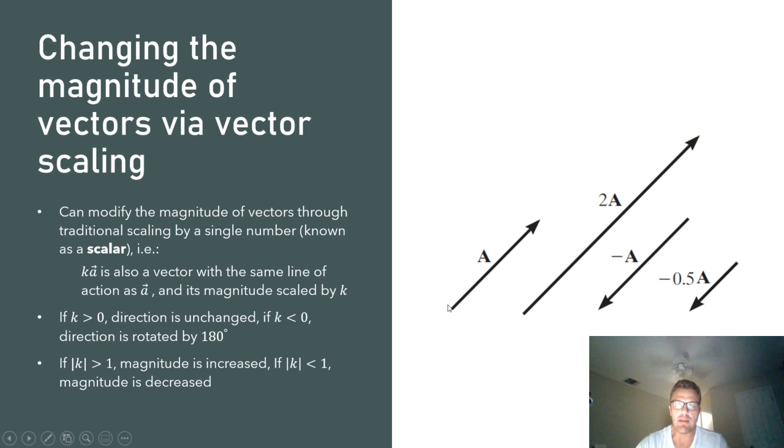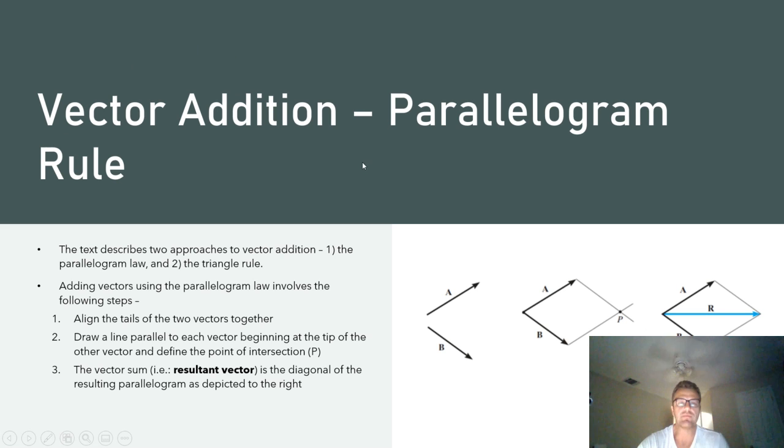And we can combine both that redirection, or multiplying by a negative, along with scaling. In this particular case, they've multiplied by -0.5. The negative rotates the vector 180 degrees. The 0.5 decreases the magnitude of the vector by half.